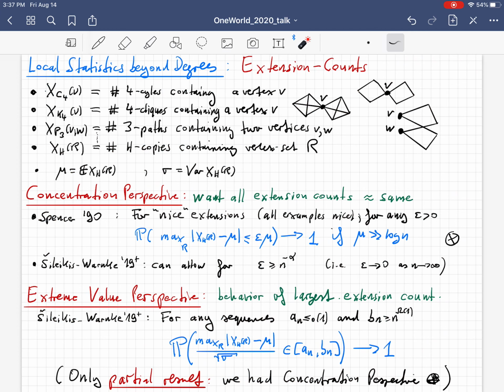distributional information as well. And now, as you can guess, we can ask the same kind of questions for these extension counts. It's like the local statistics beyond degrees. Remember, the extension counts for things like, how many cycles are contained in some vertex?